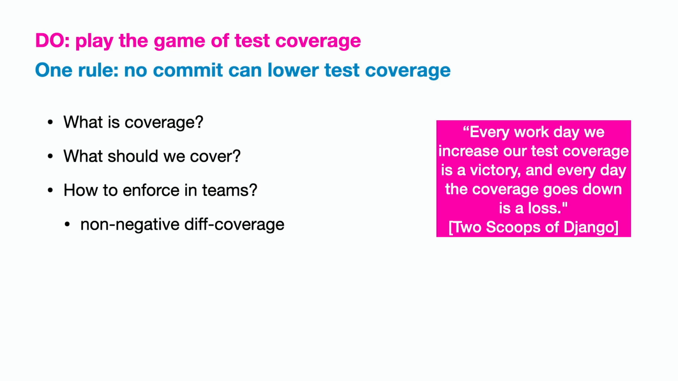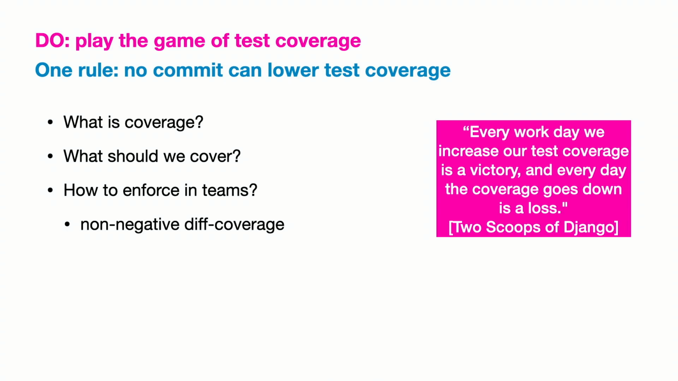So what should we cover? The Beyoncé rule applies: we should cover anything that we don't want broken. And if we want gradual improvement in coverage over time, the way to enforce this is to ensure that no PR reduces coverage. So anytime you open a PR, we want a non-negative coverage change.